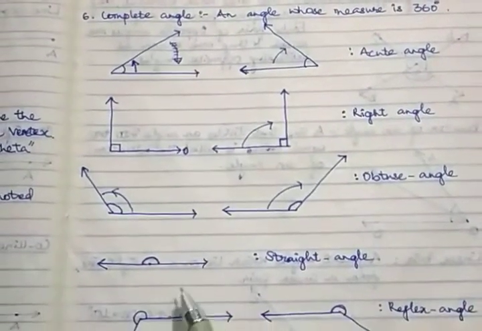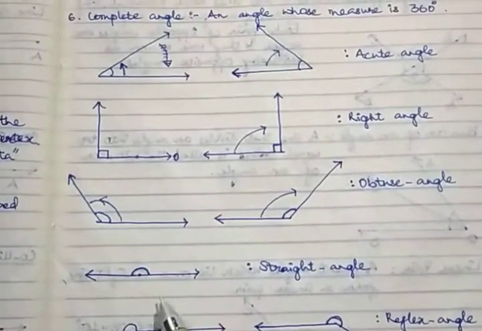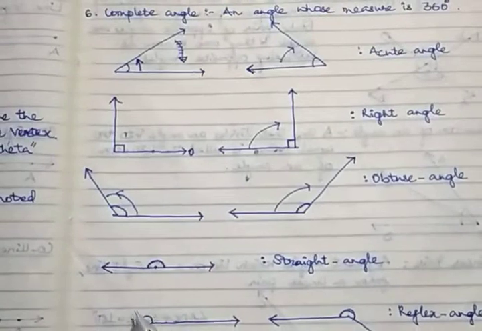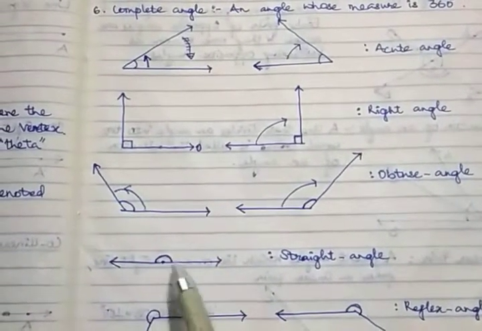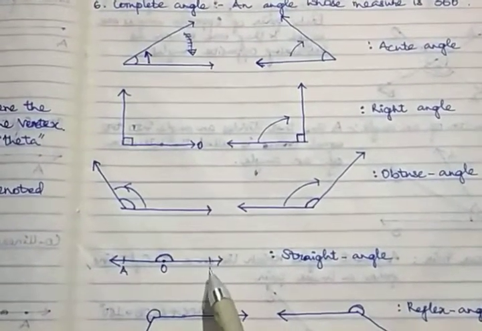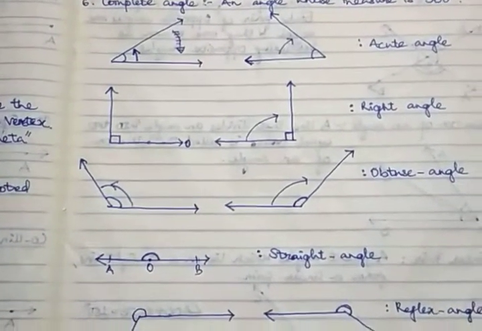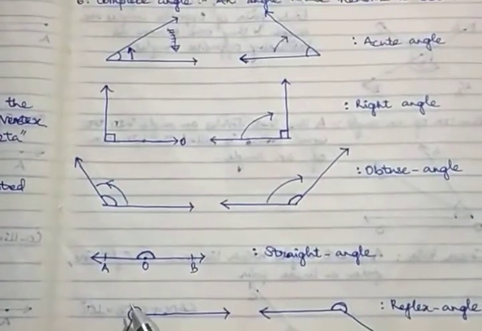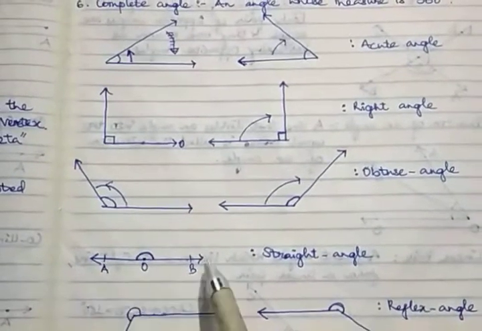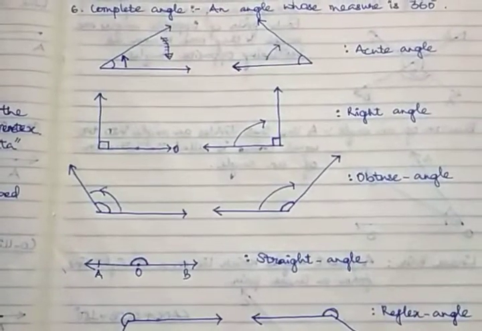Okay, and after that comes a straight angle. For a straight angle, it will be like a straight line. Here is the end point of two rays, which is also known as the vertex. Suppose you make these points A and B and this O as your vertex, then a straight line will be known as your straight angle as well. The measure of a straight angle is 180 degrees.